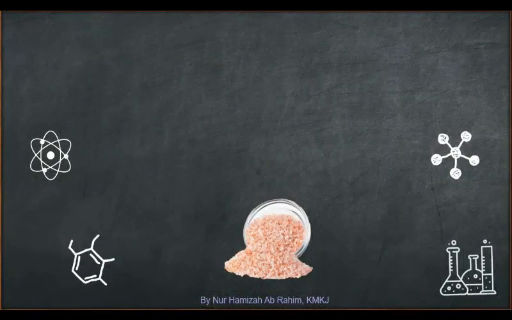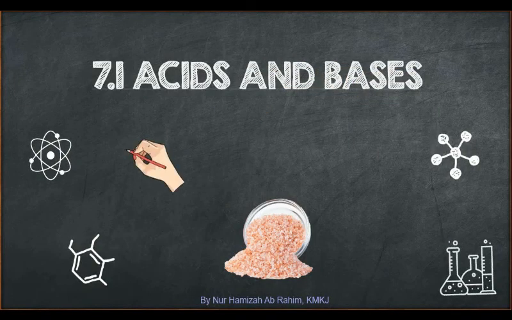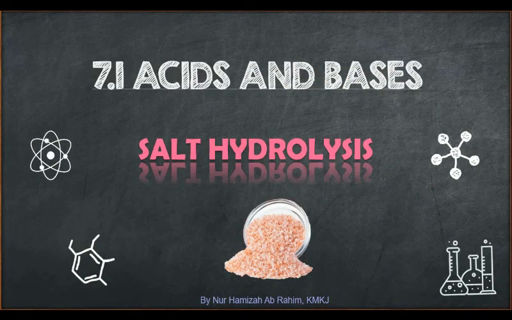Chapter 7. Ionic Equilibria. 7.1 Acids and Bases. Salt hydrolysis.